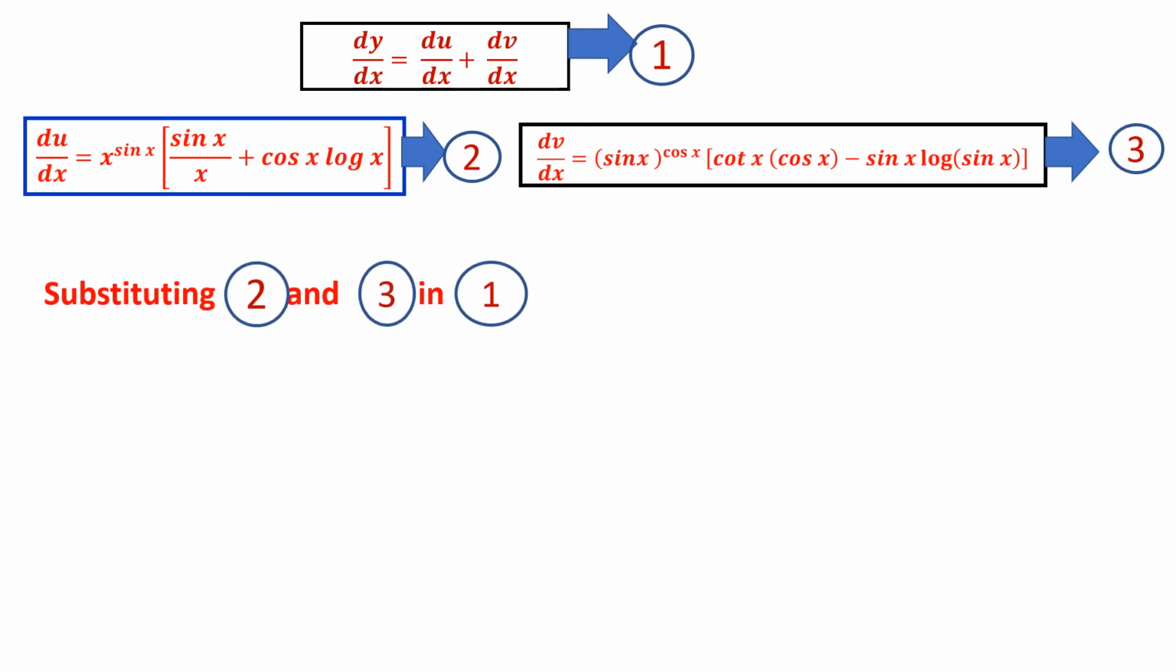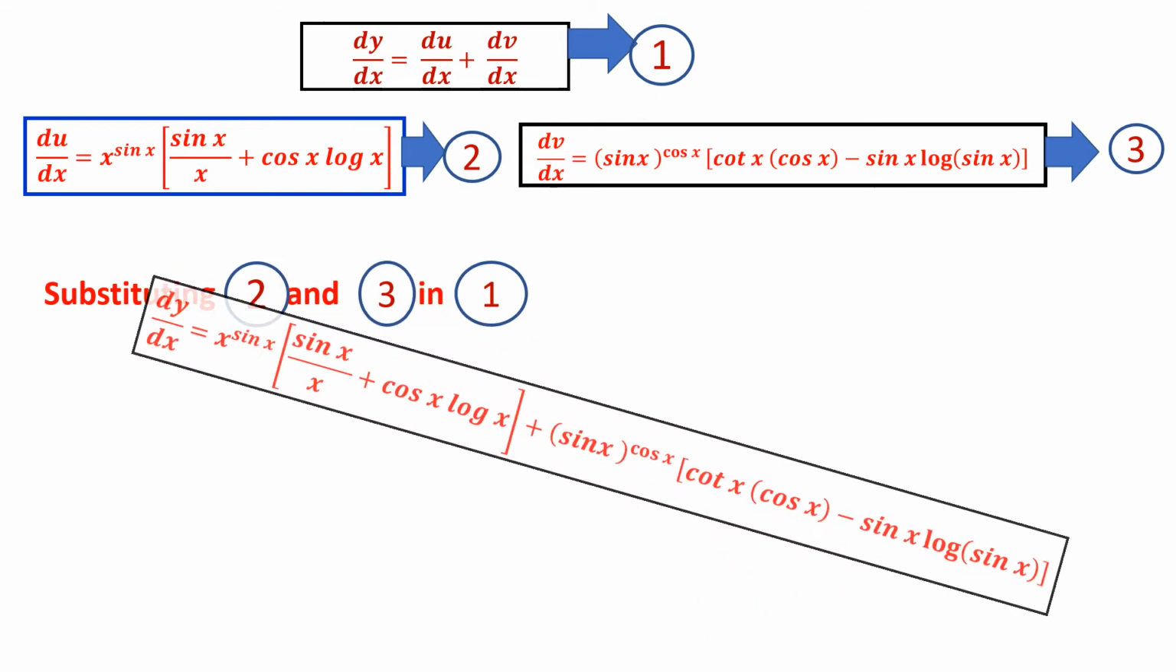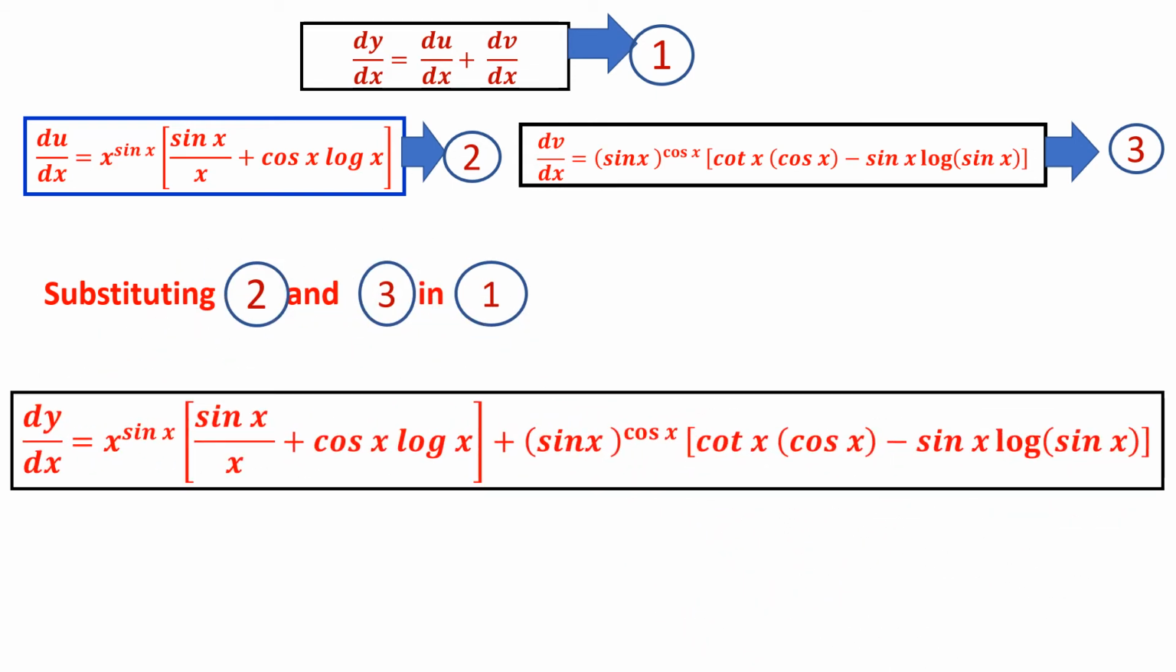We move on to the last stage. dy by dx is equation number 1, which is nothing but the sum of equation number 2 and equation number 3. Let us put 2 and 3 in 1. dy by dx is x power sin x into sin x by x plus cos x log x, plus sin x whole power cos x into cot x into cos x minus sin x into log sin x. Simply write the first term plus the second term and leave it. No need for any further simplifications.